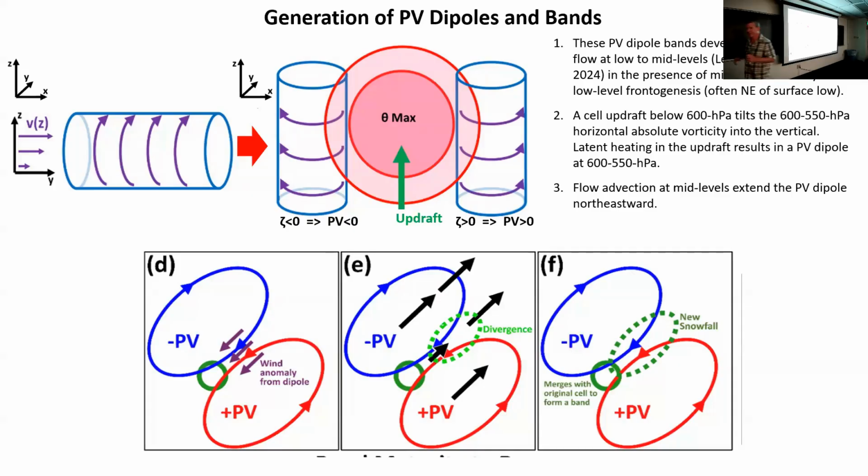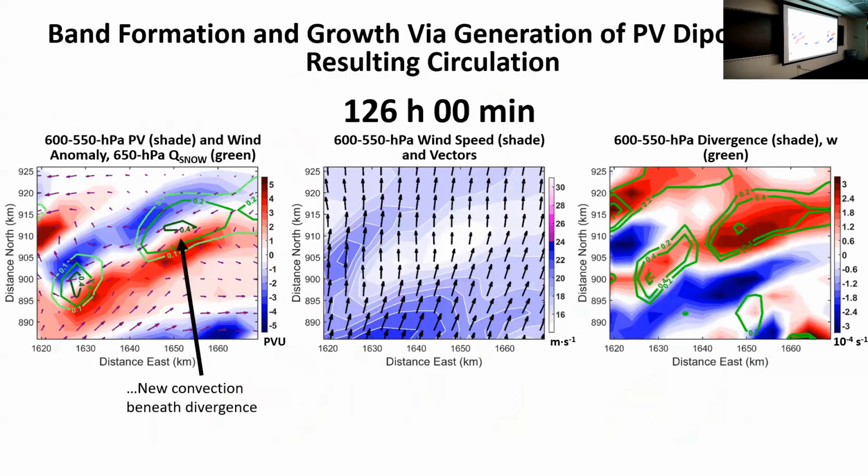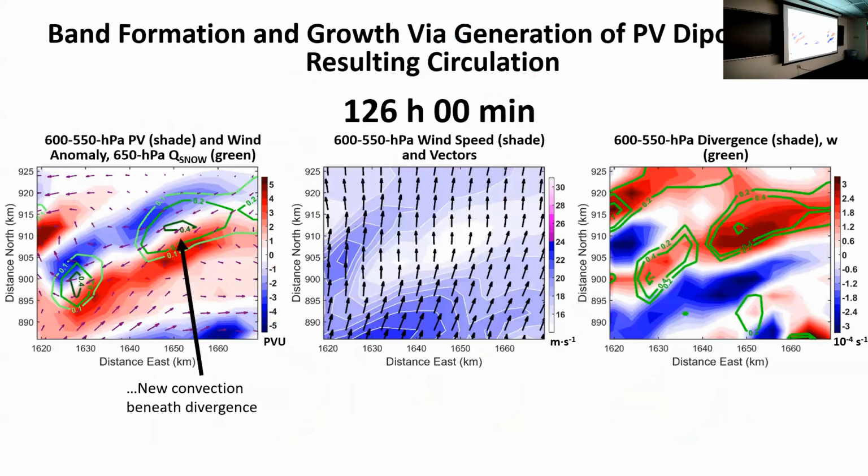So is the band occurring in the negative PV area? In this figure you removed the background to show the dipole, right? Yes, just the circulation. Remove the flow in this box effectively, the average flow. In terms of the location of the new band, does it occur in the negative?